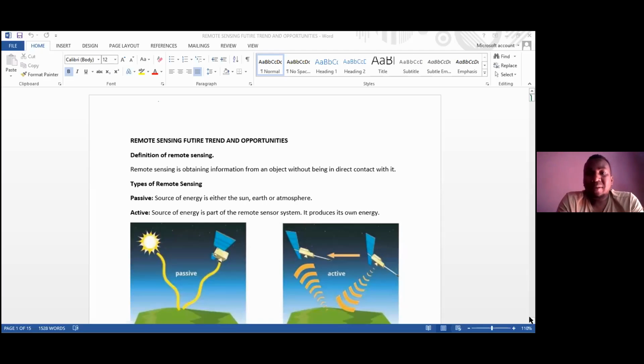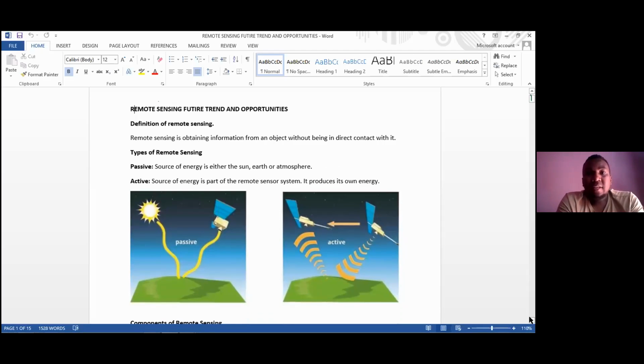We have what we call passive remote sensing, and we have what we call active remote sensing. Passive remote sensing, as you can see on the screen, is the kind of remote sensing where the source of energy is either the sun, the earth, or the atmosphere. And for this case, as you can see in this diagram that I've shown here, the sun is the source of energy, giving out radiation to the earth surface. And then from there, the sensor is able to obtain that energy.